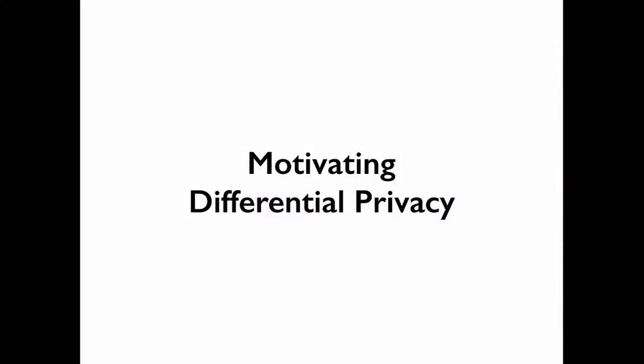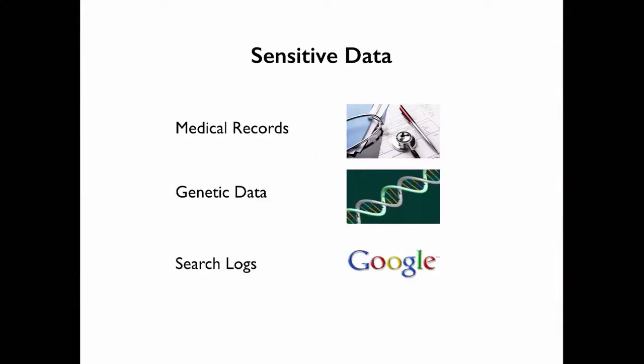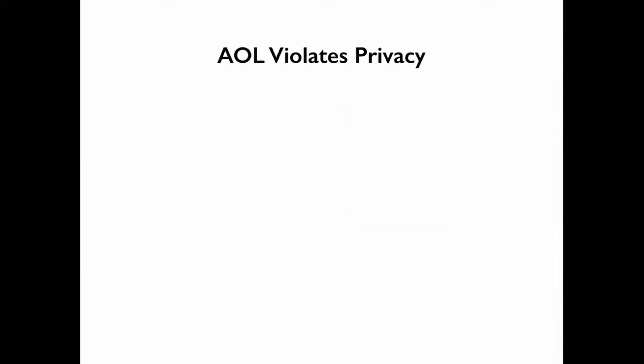A lot of data these days that machine learners must work with is really sensitive data. Examples would be things like medical records or genetic data or search logs. What happens when we don't think about privacy issues in this data? To give you an example of the kind of things that can happen, let me start with an anecdote.